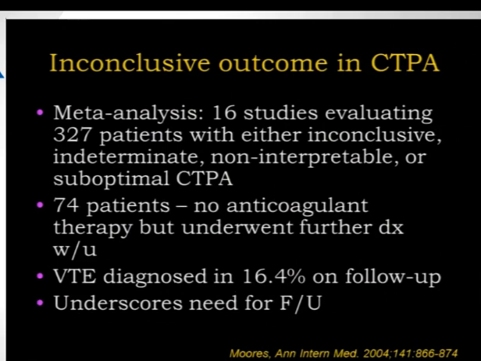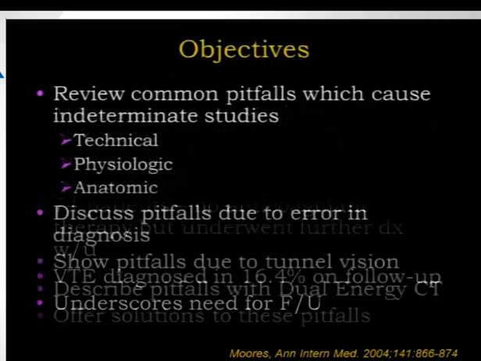In a meta-analysis looking at 16 studies of inconclusive or indeterminate CT studies, 327 patients were evaluated with those particular attributes. Of those patients, 74 were not placed on anticoagulant therapy, but they underwent further diagnostic workup. And in those patients, 16.4% of them were found to have some form of venous thromboembolic disease, which underscores the need for follow-up of all indeterminate studies and to specifically find out why the study is indeterminate.